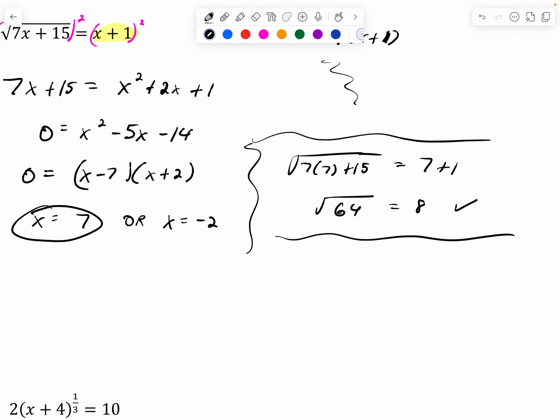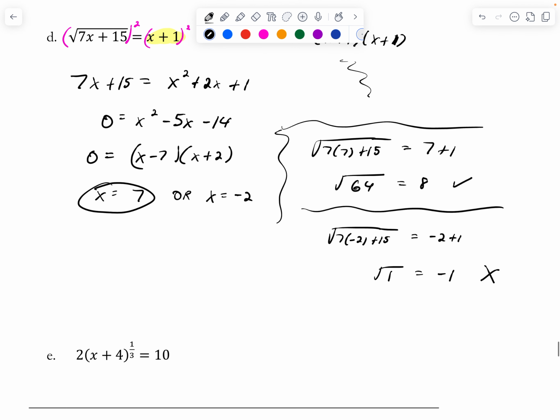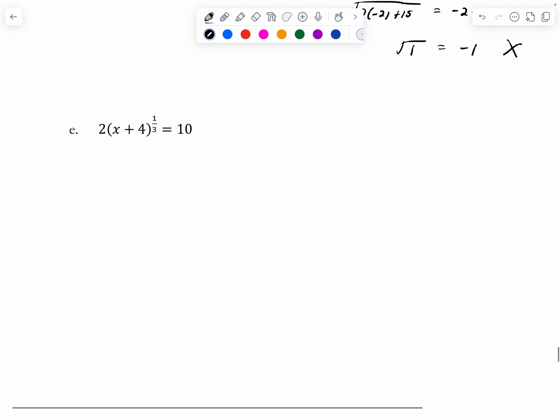Now I'm going to check negative 2. 7 times negative 2 plus 15 equals negative 2 plus 1. That's negative 14 plus 15 is 1. The square root of 1 equals negative 1. That does not work. The square root of 1 is not negative 1, so make sure you cross out that answer. Okay, our last solving one.